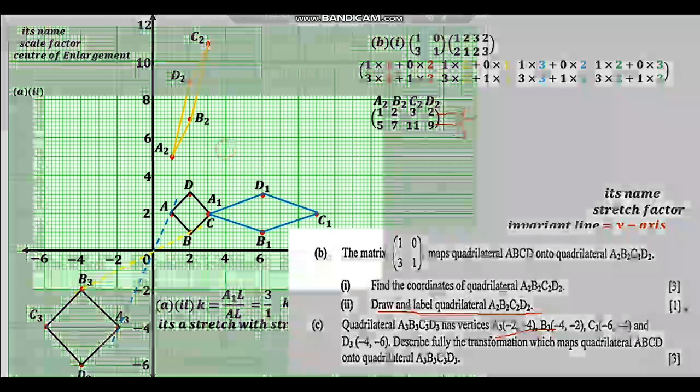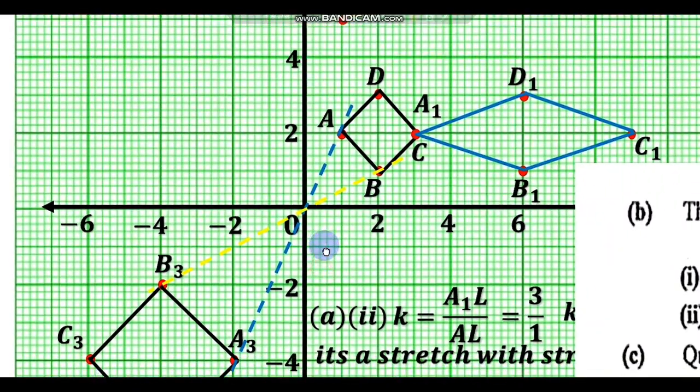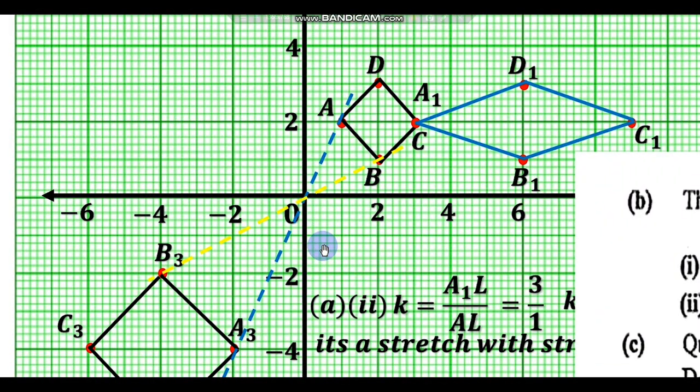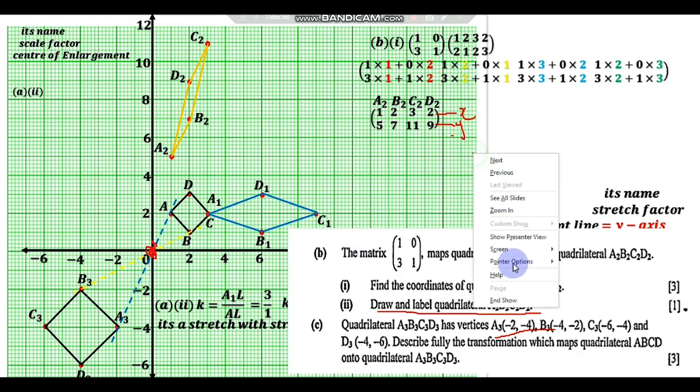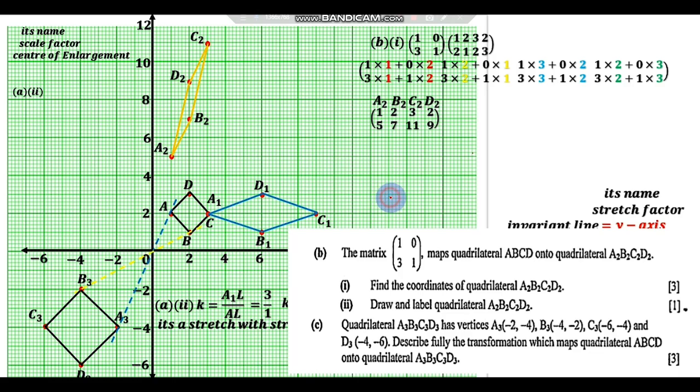You'll find that the lines you've drawn are going to intersect at a particular point, like in this case, they are meeting right here. At this point where they're intersecting, that is where your center of enlargement is. So our center of enlargement is at the origin, 0, 0. That is where our lines are intersecting. Now, having known the center of enlargement, we can find the scale factor.